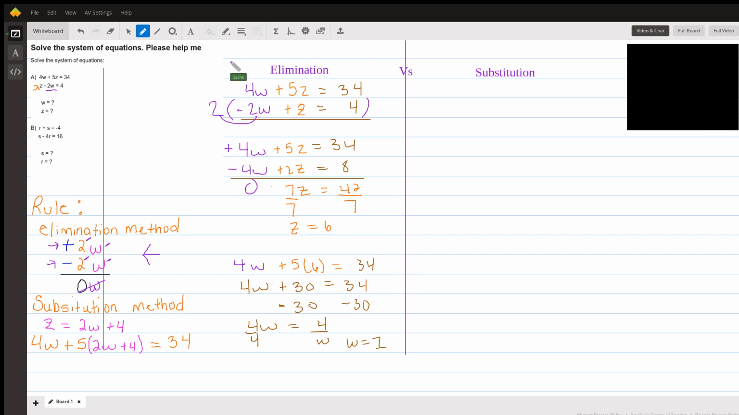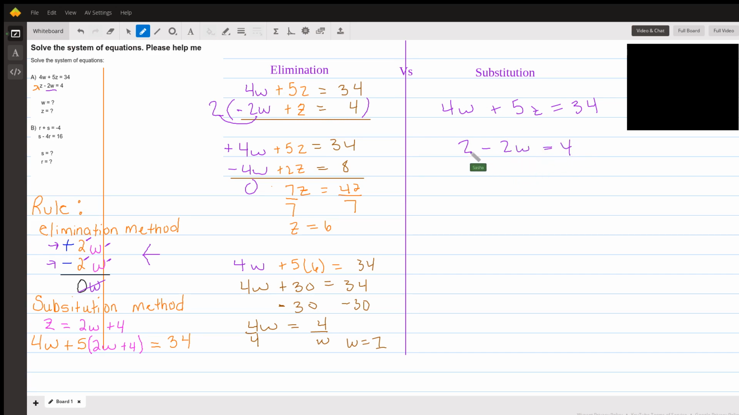Okay, for the first one, I'm just going to go ahead and write what I see. I see 4 times W plus 5 times Z is equal to 34. Okay. All right, now the second one, I'm going to isolate the Z because it's very easy to isolate it. I have Z minus 2 times W equals 4.